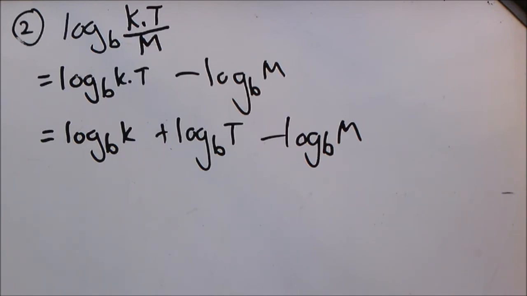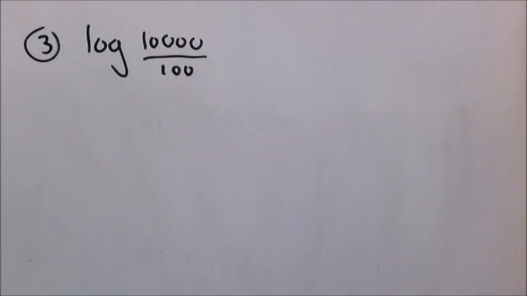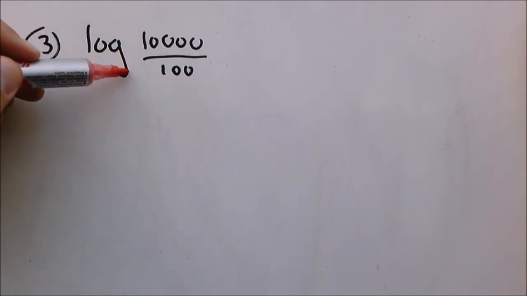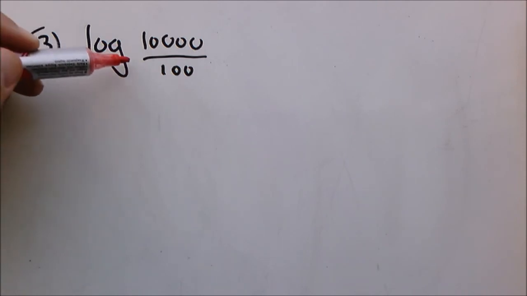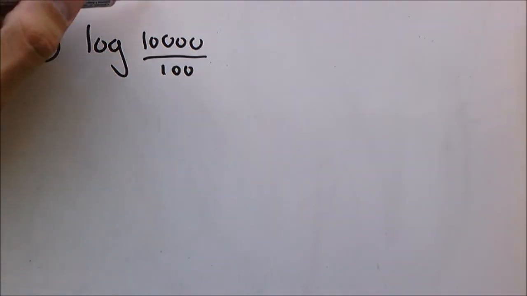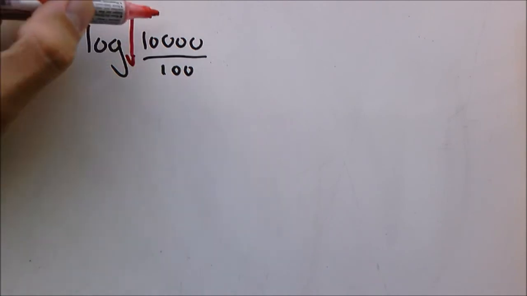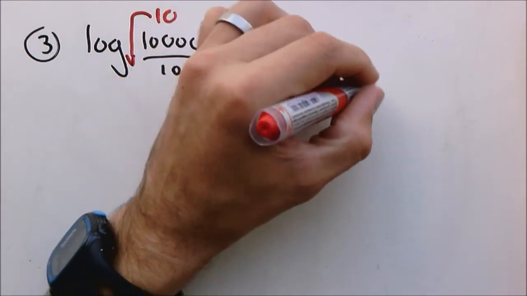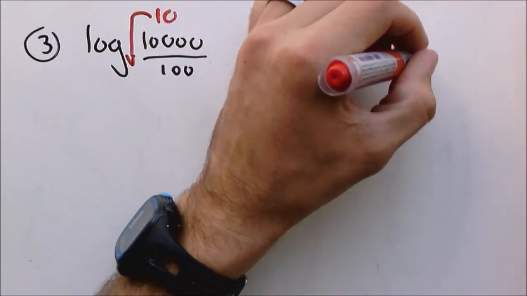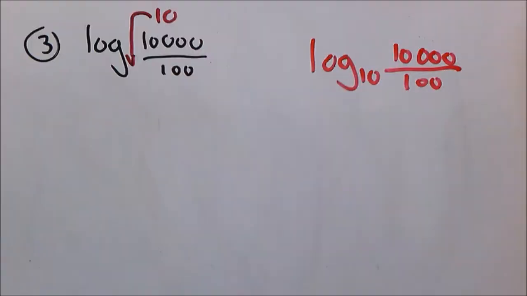Let's move over to number 3. Here we go: log of 10,000 divided by 100. Now, please understand and remember this. If no base is indicated, like on your calculator, where there's just a log button, that means that the base is 10. So if no base is indicated, the base is 10.